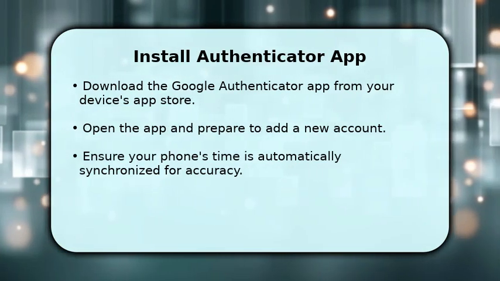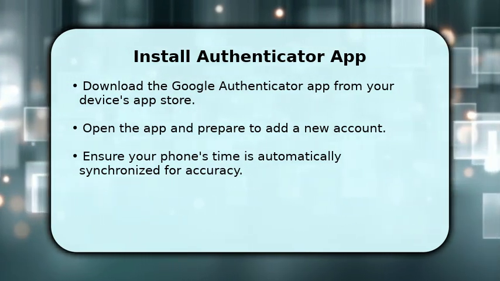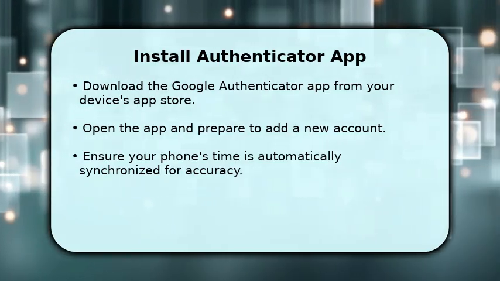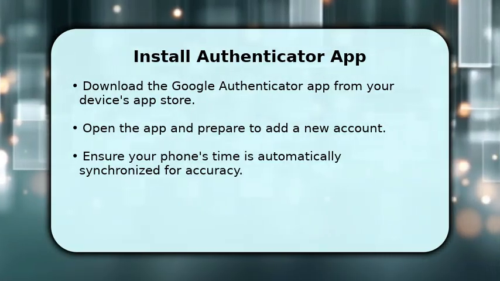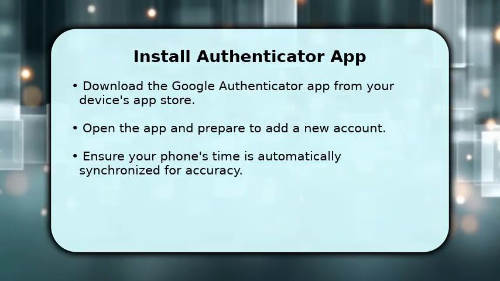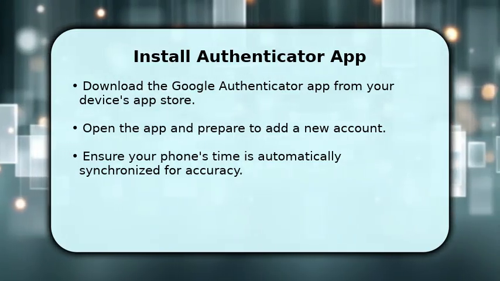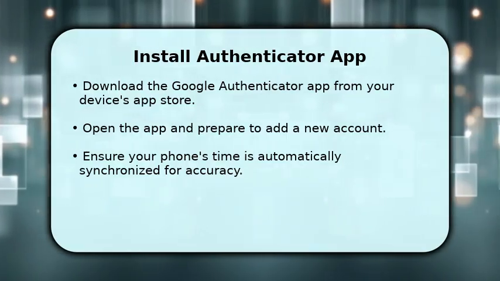First, you need to set up the Google Authenticator application on your smartphone. Head to your device's App Store, either the Apple App Store or Google Play, and search for Google Authenticator. Once downloaded, open the app. Before proceeding, it's a good idea to ensure your phone's date and time settings are set to automatic, as this helps with code synchronization. The app is now ready to receive your KuCoin account.